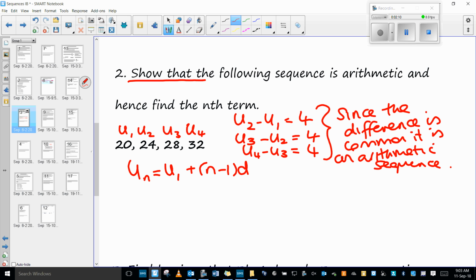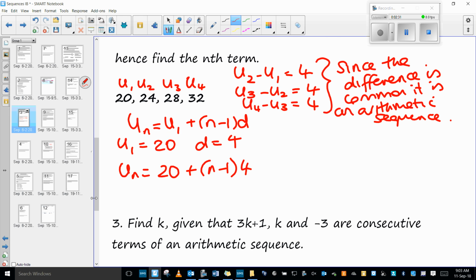So we know that U1 is 20, and we know that d is 4. We're trying to find the nth term, so we're going to keep our n. So Un equals 20 plus (n minus 1) multiplied by 4. We then expand our bracket and join like terms.